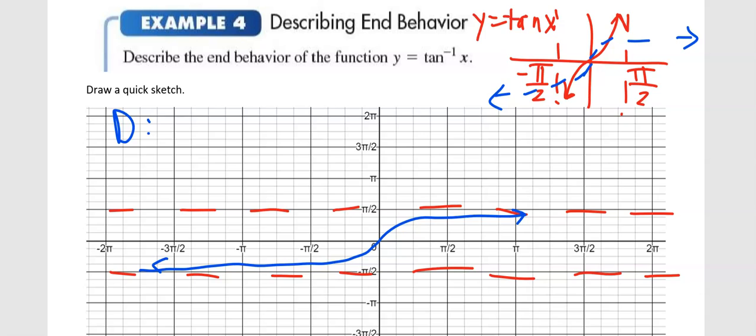What's the domain of this function? What's the domain of the graph we see? The inverse. All reals.